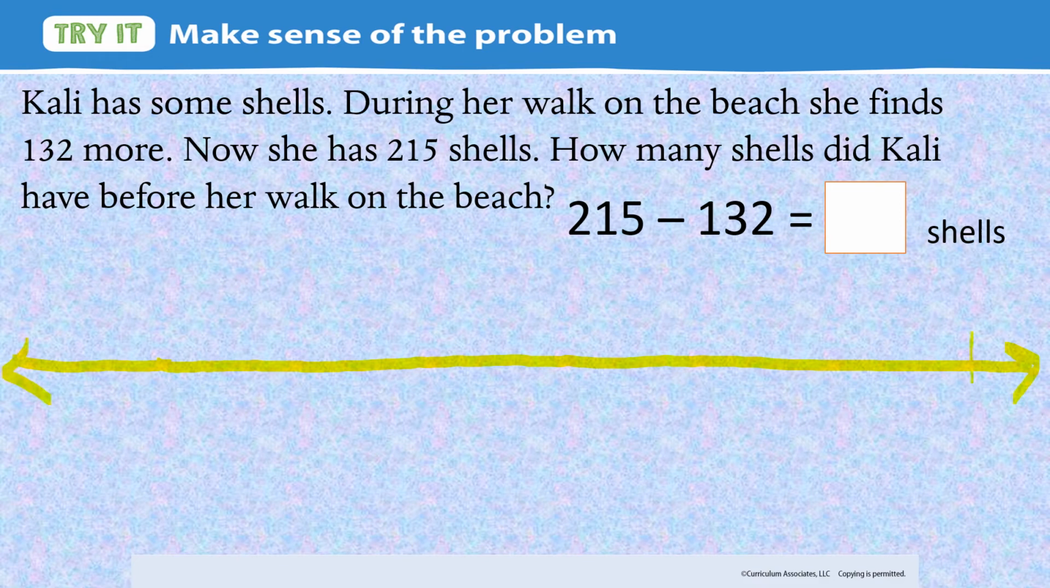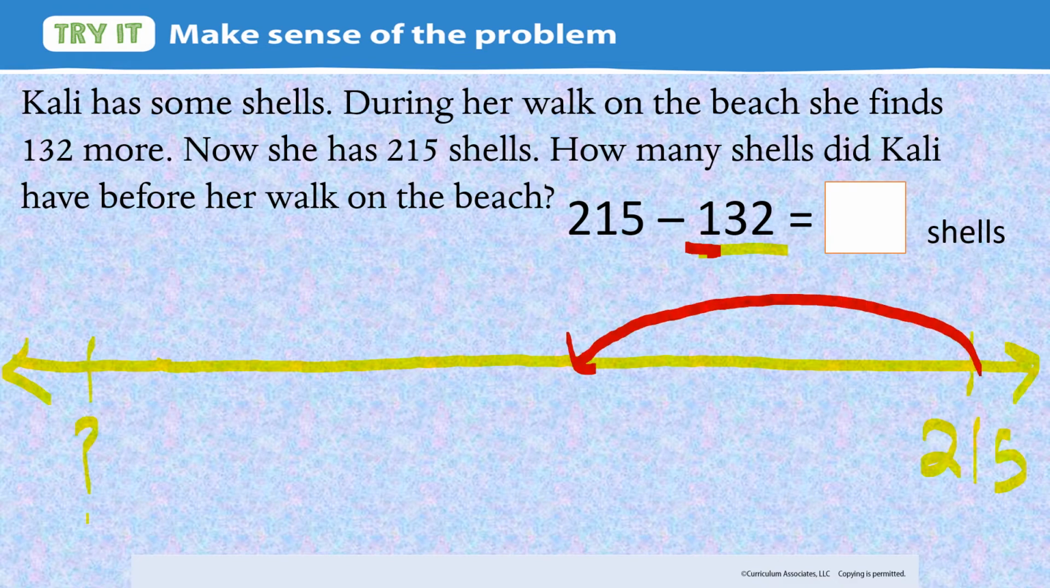So I'm going to have 215 on my number line, but the other number, I don't know what that number is yet. All I know is that I'm going to have to count back 132 to get to that number to find out what it is. So I'm starting at 215 and I'm going to jump back 100 because there's 132 here. So if I jump back 100, what's 215 take away 100?